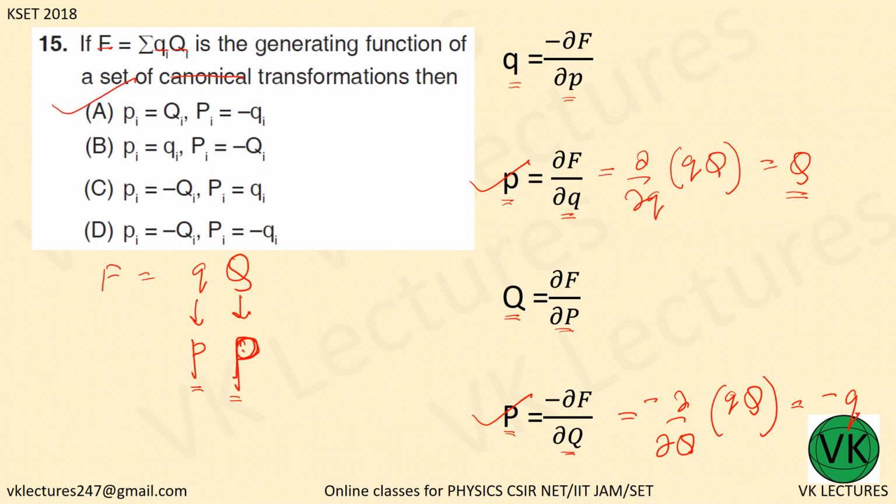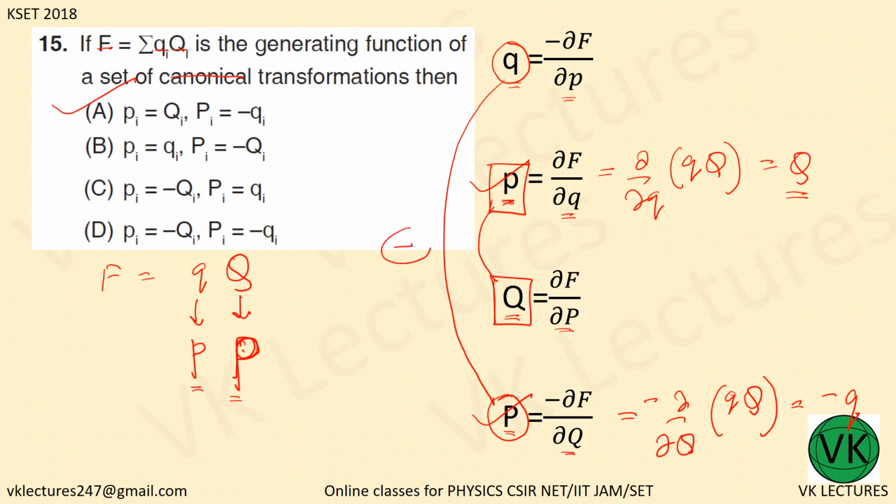Now here you have to remember, when you are remembering this canonical transformation, this small q and this capital P are minus, while small p and capital Q are positive. This is negative, this is positive.